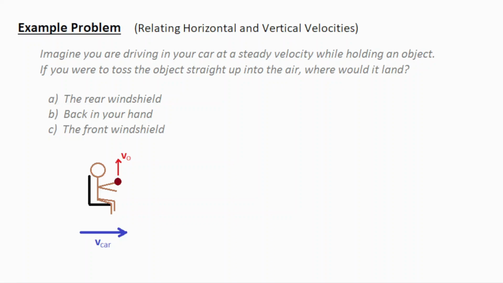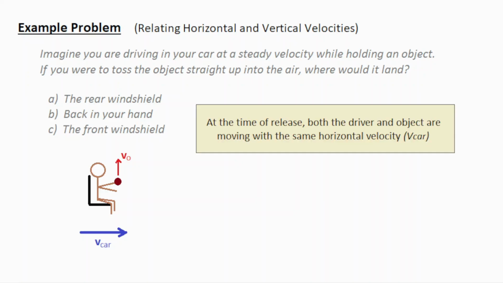Let's talk through an example problem where the goal is to relate the horizontal and vertical velocities of a projectile. Imagine you are driving in your car at a steady or constant velocity while holding an object. If you were to toss the object straight up into the air, as shown in the image, the question is, where would it land? Would it land behind the driver, near the rear windshield? Would it land right back in the driver's hand? Or would it land in front of you, near the front windshield?